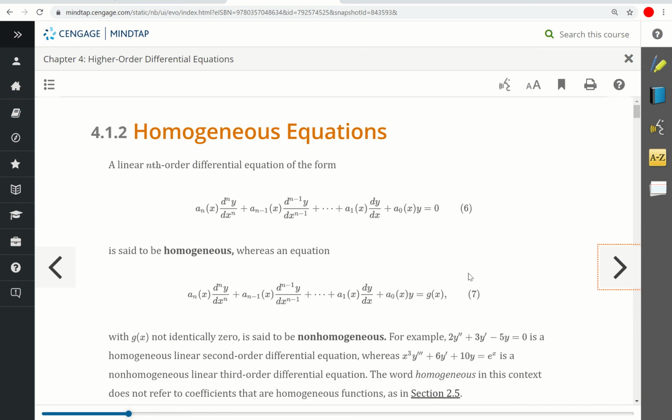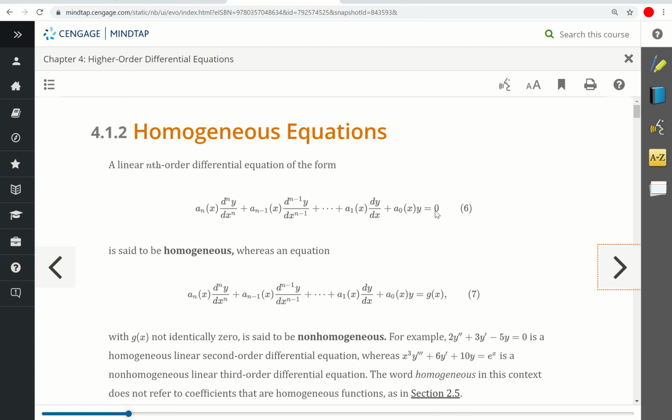On the other hand, if we have our classical general example where we have some function of x on the right hand side, then we say that it is non-homogeneous. So homogeneity in this context is just a matter of looking at what the g of x function is on the right hand side.